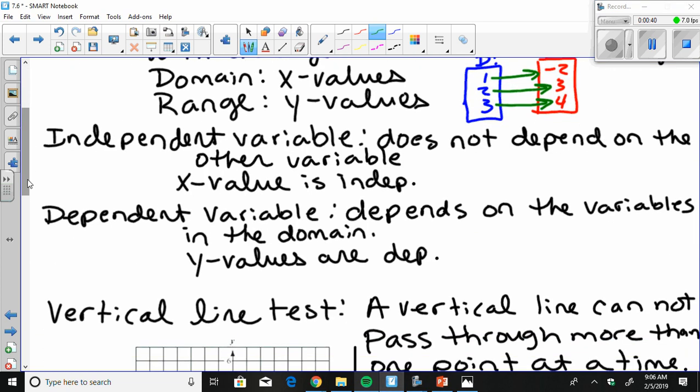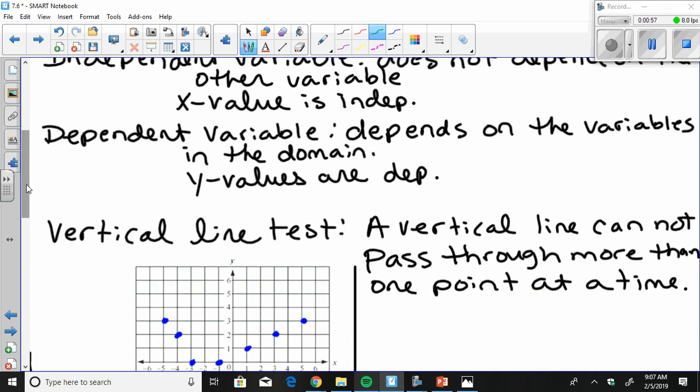So your independent variable does not depend on the other variables. For instance, x value is independent. It's like time. Time is always independent because we can't change it. So if it's something that we can't change easily or at all, then it's independent. So the dependent variable depends on the variables in the domain. So y values are dependent. And how far we go in a certain amount of time is dependent on that time and how much we have to go on.